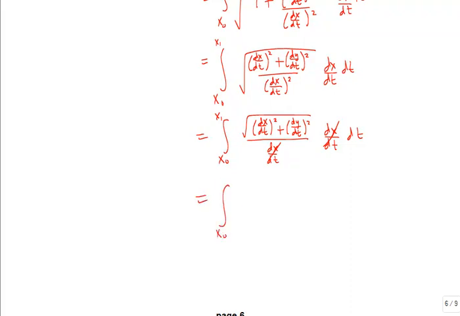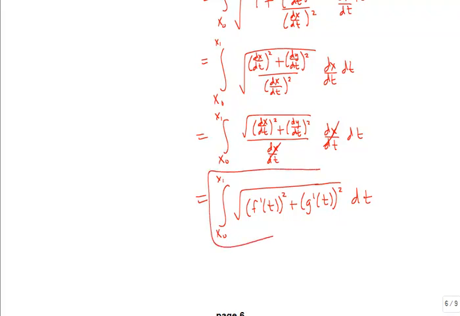And I can rewrite this as dx dt, otherwise known, since remember our function f of t was the same as x, dx dt could also be called f prime of t. And our function g of t was what y was equal to, so dy dt could also be called g prime of t quantity squared. And since these cancel out, that leaves me with my dt. So this is how we derive that arc length formula.